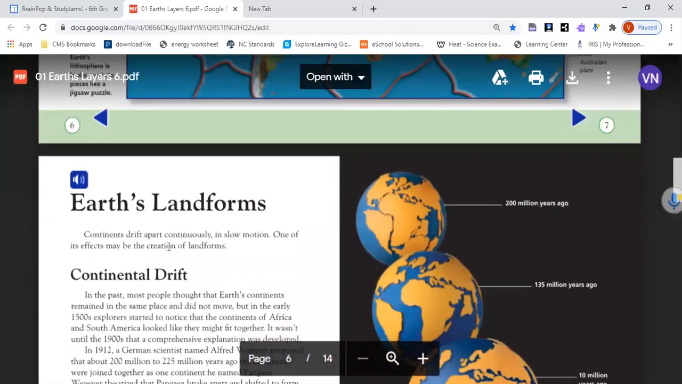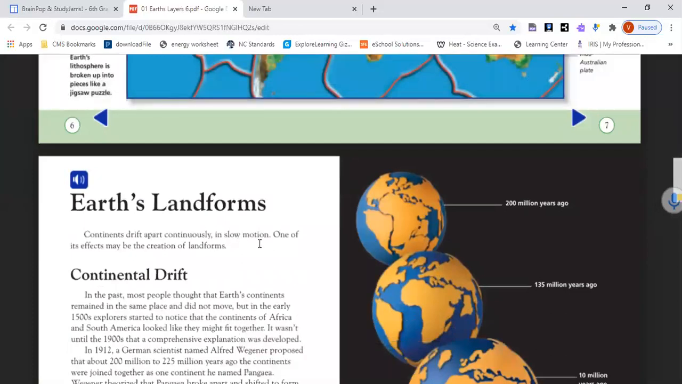Now, Earth's landforms. Continental drift: the continents drifted apart continuously in slow motion. When you ask, did these continents drift in 1 day, 2 days? No. All this landform forming, different varieties of landforms like mountains and mountain ridges, does not happen in a day or two. It happens over a process of decades.